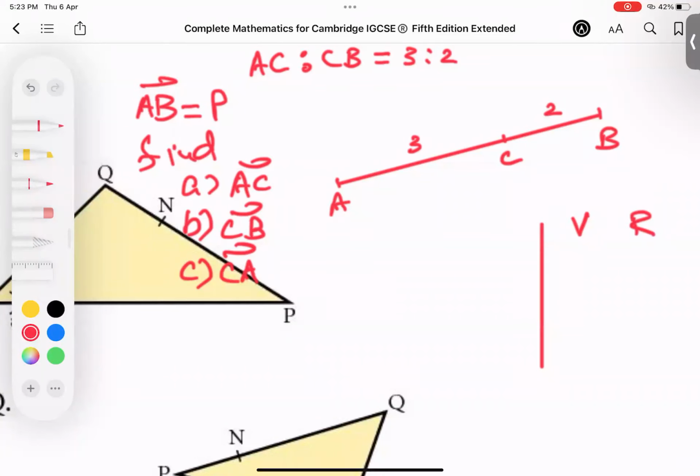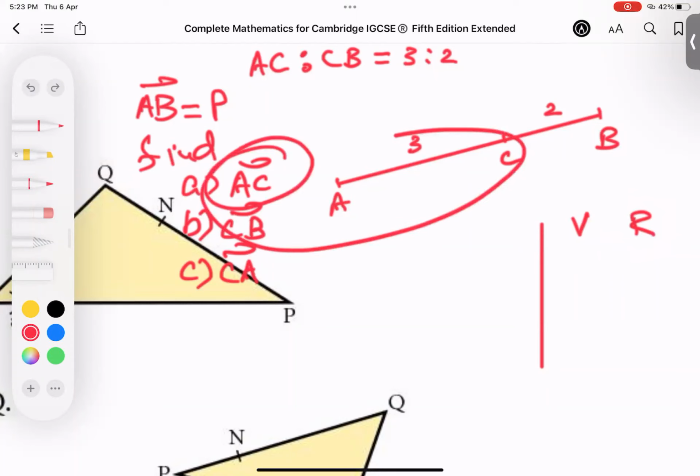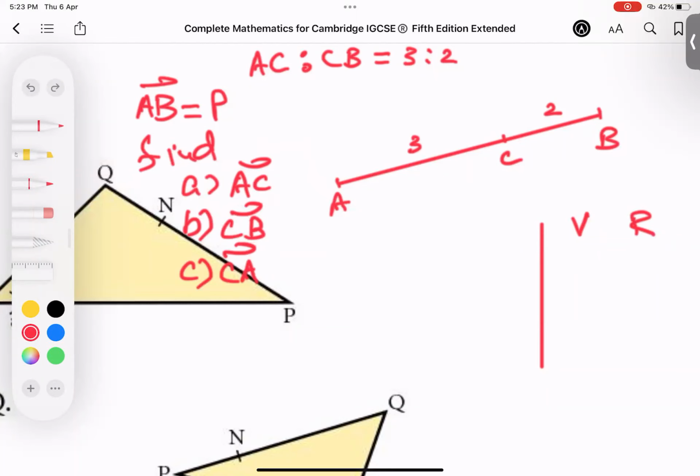You write 2 titles, like in a chapter of percentage and ratios. So write V for vector, R for ratio. For example, I am looking for the AC vector, so the AC vector is my concern. I will copy AC under V. Done.